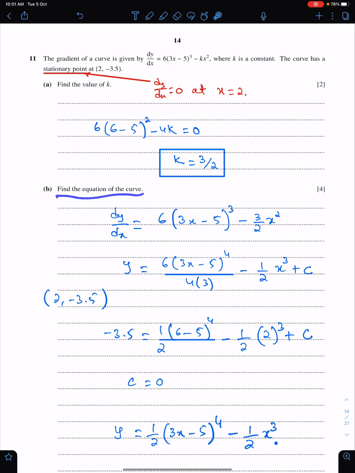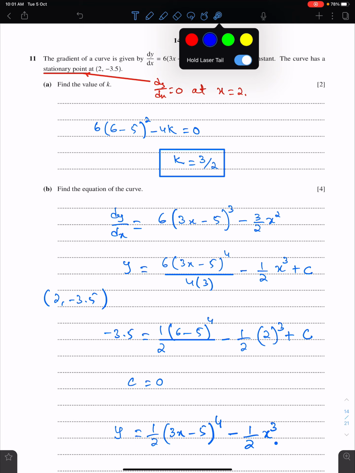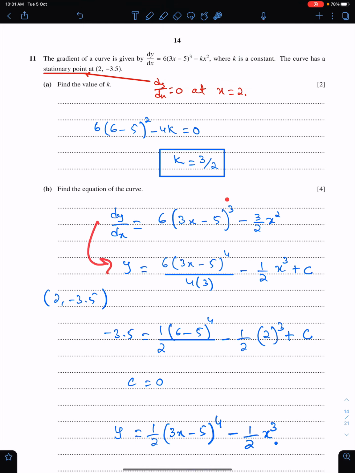Find the equation of the curve means we need to integrate this. So when we integrate this, we'll get y on the left hand side, and the integration form of this is here. We add 1 in power, this power will become 4. We divide this thing by the resulting power, and we multiply this 4 with the differential of this bracket, which is 3. You all know how to integrate composite functions.